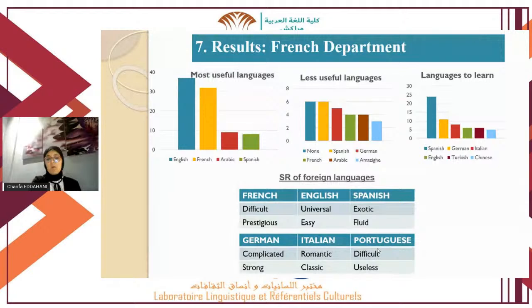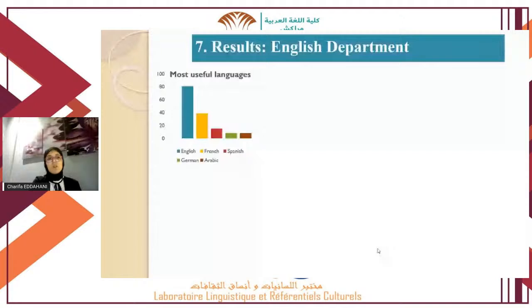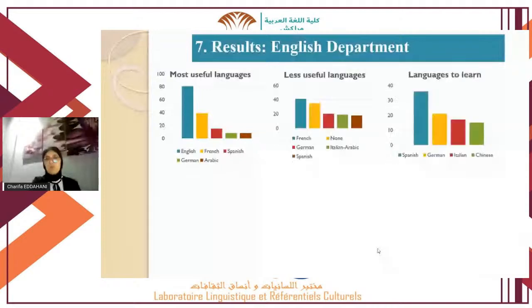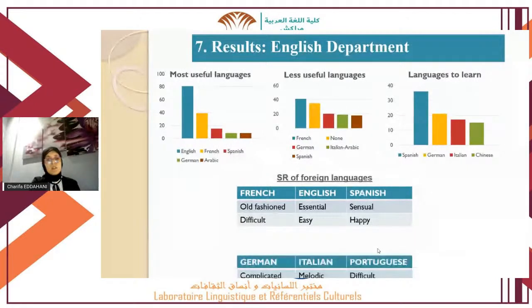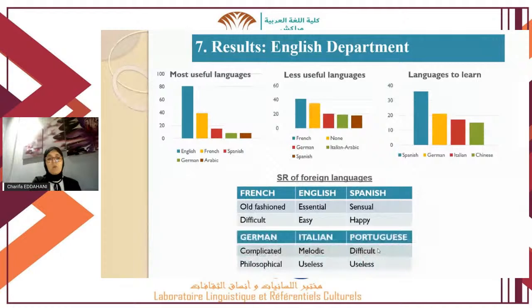English department: for them, obviously the most useful language is English, less useful is French, and then the others known. The languages they want to learn are Spanish and German. They say that French is old-fashioned and it's difficult. English is essential and easy. Spanish, sensual, happy. Complicated and philosophical is German. Italian, melodic but useless. Portuguese, difficult and useless.